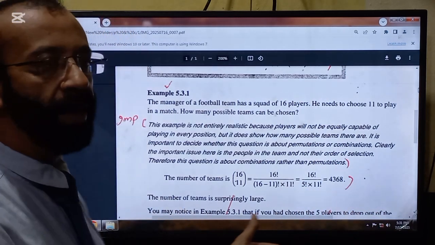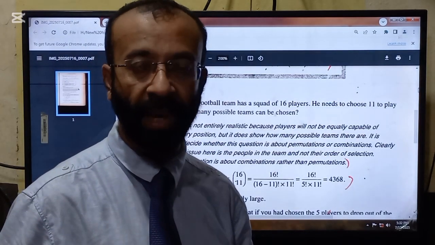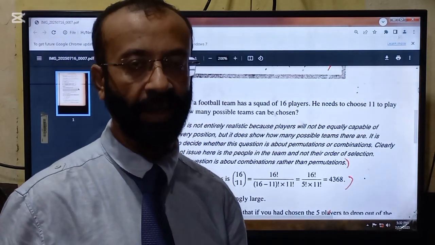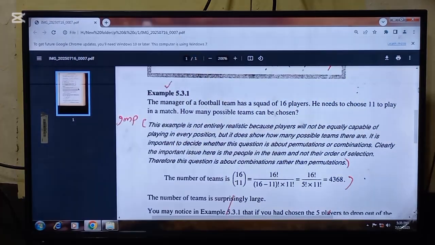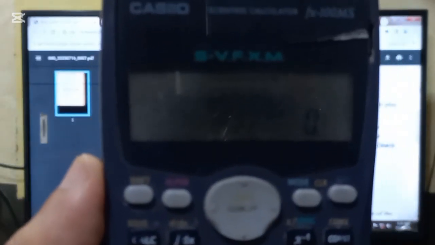So now I'm going to tell you a short method by using the calculator. So look now. Look at the screen. That is the requirement, 16C11. A very lengthy procedure was adopted to reach the answer, that is 4368. So look now, on the calculator you can solve it directly.